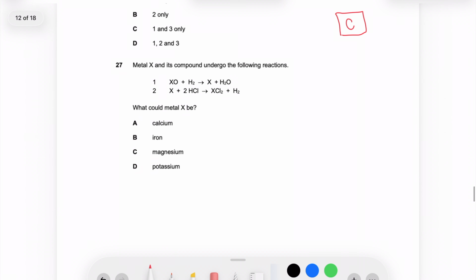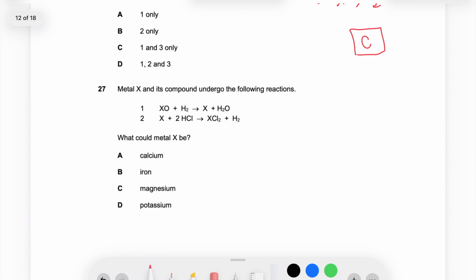Next, 27. Metal X undergoes a reaction. So from here you have to work backwards. So let's look at this. X from here you can tell is 2 plus. It can react with hydrogen. So it means it's actually below hydrogen in the reactive series. Okay, hydrogen is more reactive than metal X. So X can be like copper or somewhere lower in the reactive series.